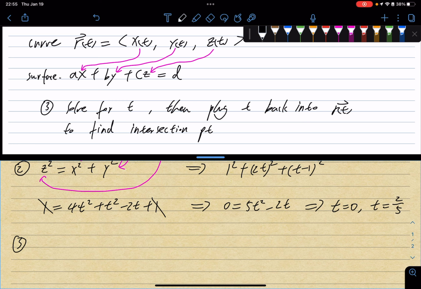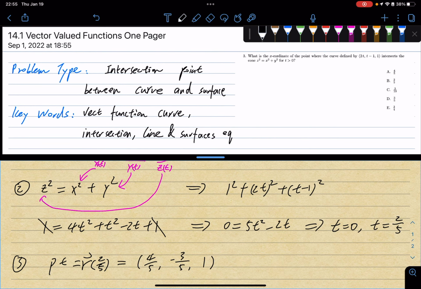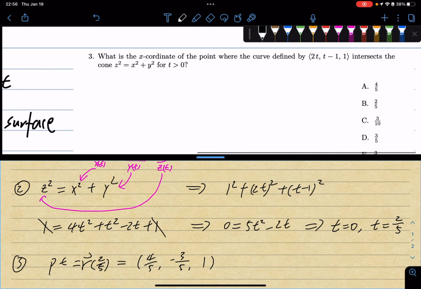So for this problem, we're going to have the point P, r of 2 over 5. That will give us 4 over 5, negative 3 over 5, and then 1. And the question is asking the x coordinate of the point where the curve is defined. So that means the correct answer is alpha.